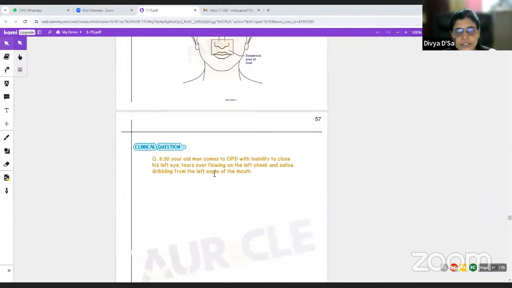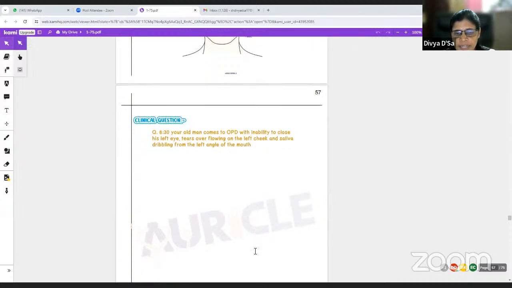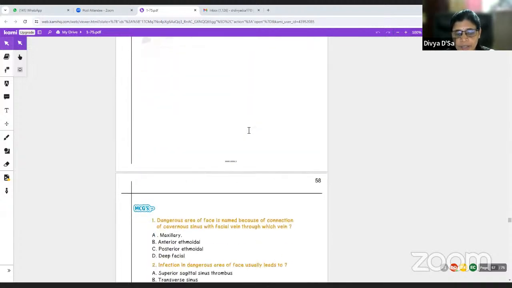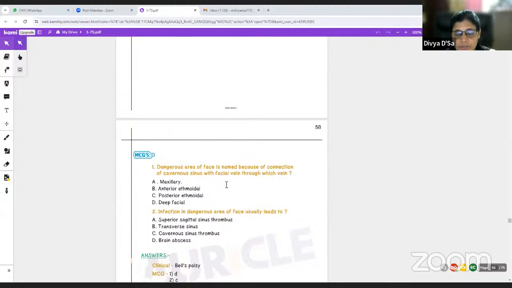A 30-year-old man comes to the OPD with inability to close his left eye, tears overflowing on the left cheek and saliva dribbling from the left angle of the mouth. When this is asked, what do you think of it? It is basically the lower motor neuron type of facial palsy, okay? Now, that was done in the previous class. So here, in today's class, this is the MCQ which can be asked.